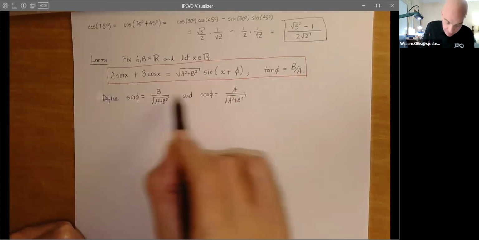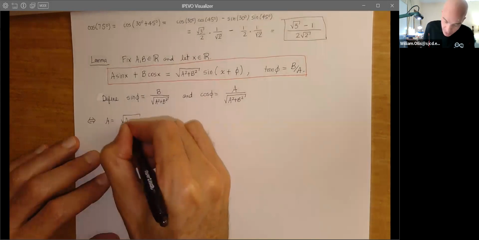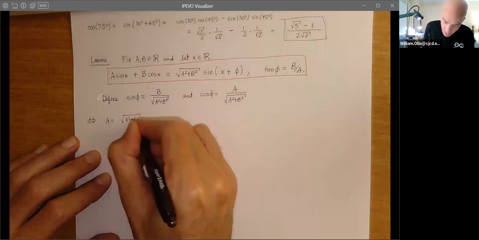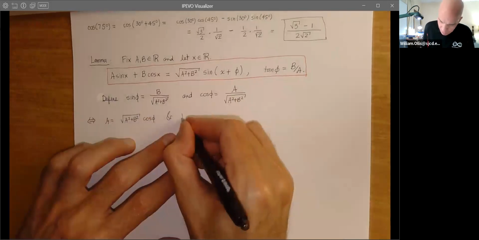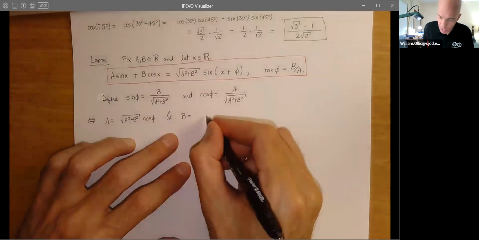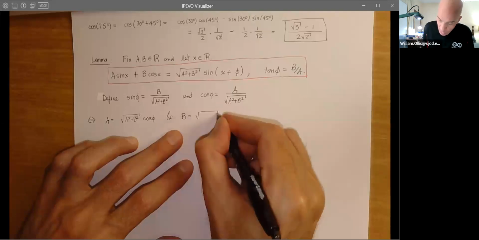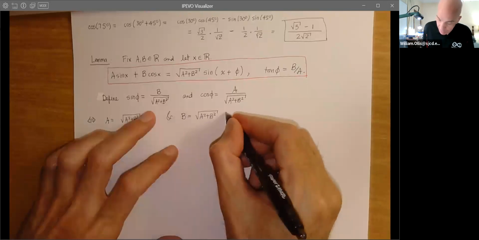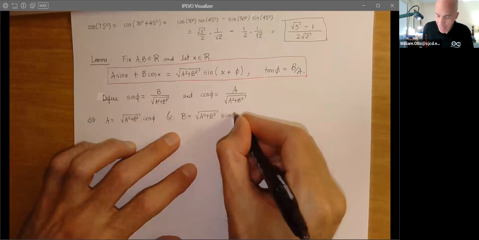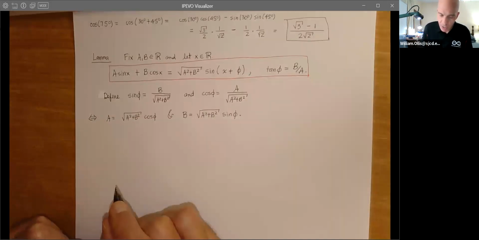So equivalently, A equals square root A squared plus B squared times cosine phi, and B, so this is really an interesting situation. They're defined in terms of themselves. B is equal to the square root of A squared plus B squared times sine phi. And that happens all the time in trigonometry. So these are complicated equations. And so now we can just substitute.